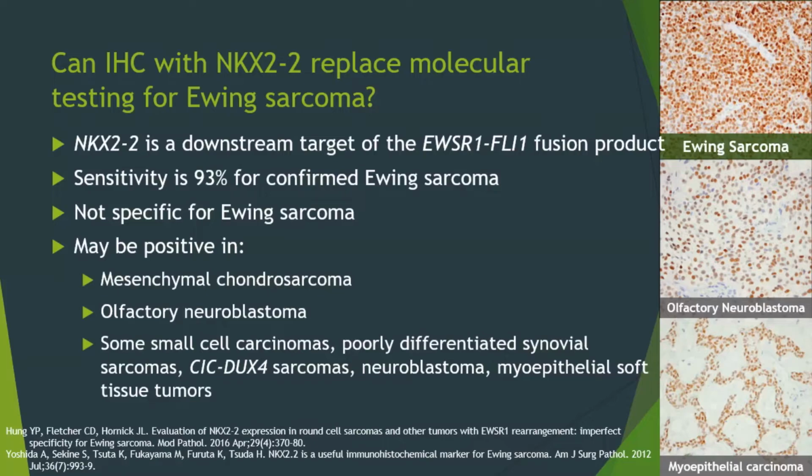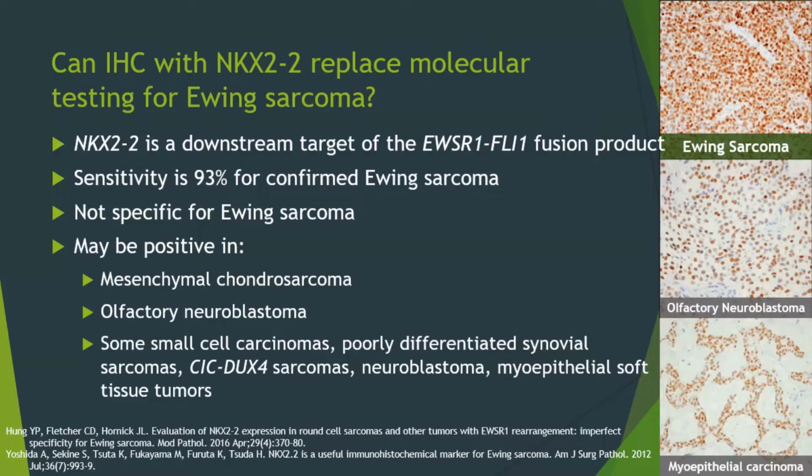However, it is not that specific for Ewing sarcoma. And as you can see on the pictures on the right, it may be positive in other tumors such as mesenchymal chondrosarcoma and olfactory neuroblastoma, which are also small blue round cell tumors. Other tumors with small blue round cell morphology that may occasionally stain positive for NKX2-2 are small cell carcinomas, poorly differentiated synovial sarcomas, CIC-DUX4 translocation sarcomas, neuroblastoma, and myoepithelial soft tissue tumors.